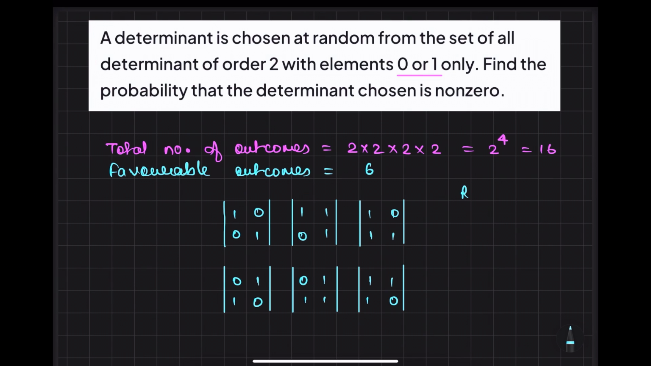So the required probability will be, with the total number of cases 16 and favorable 6, the required probability is 6 by 16.